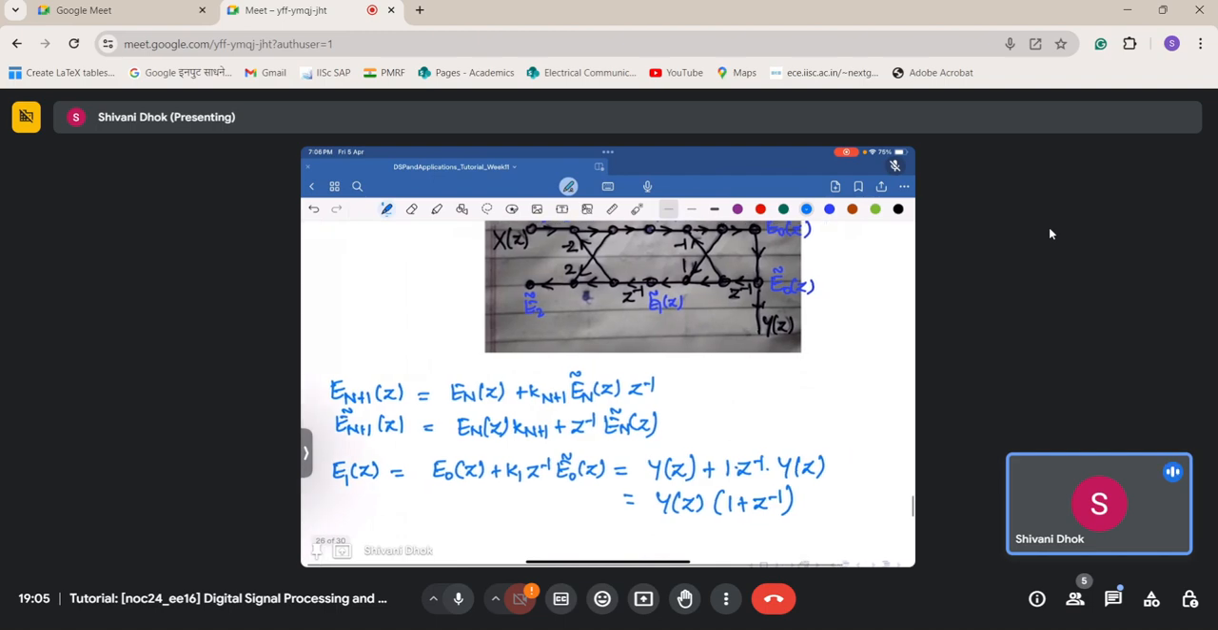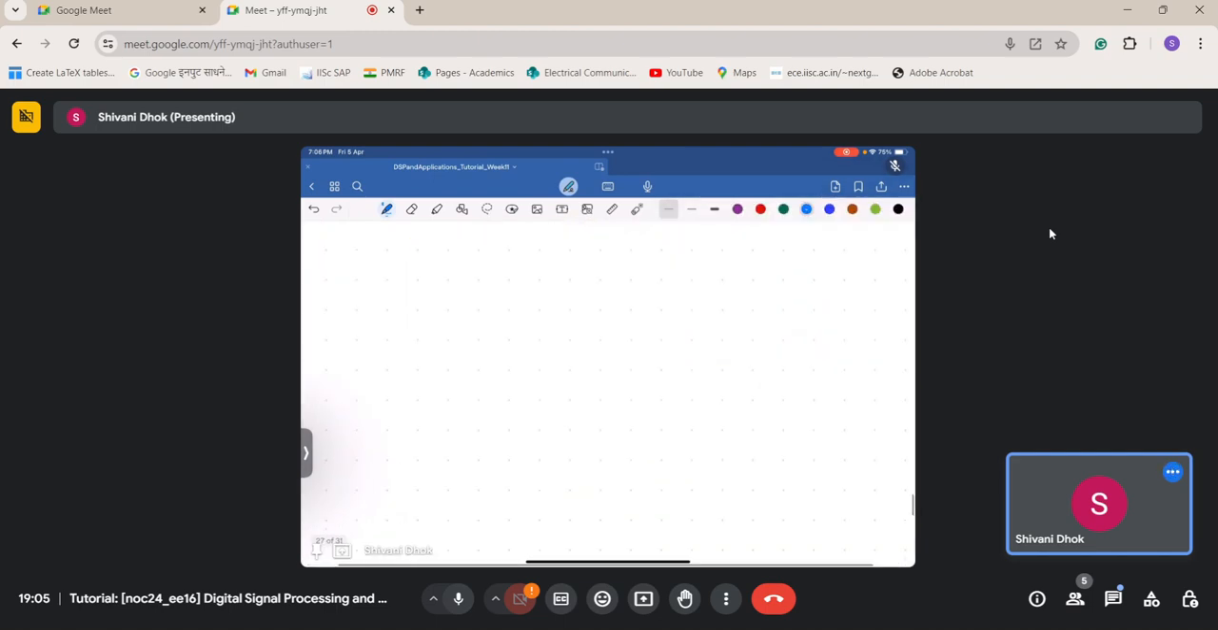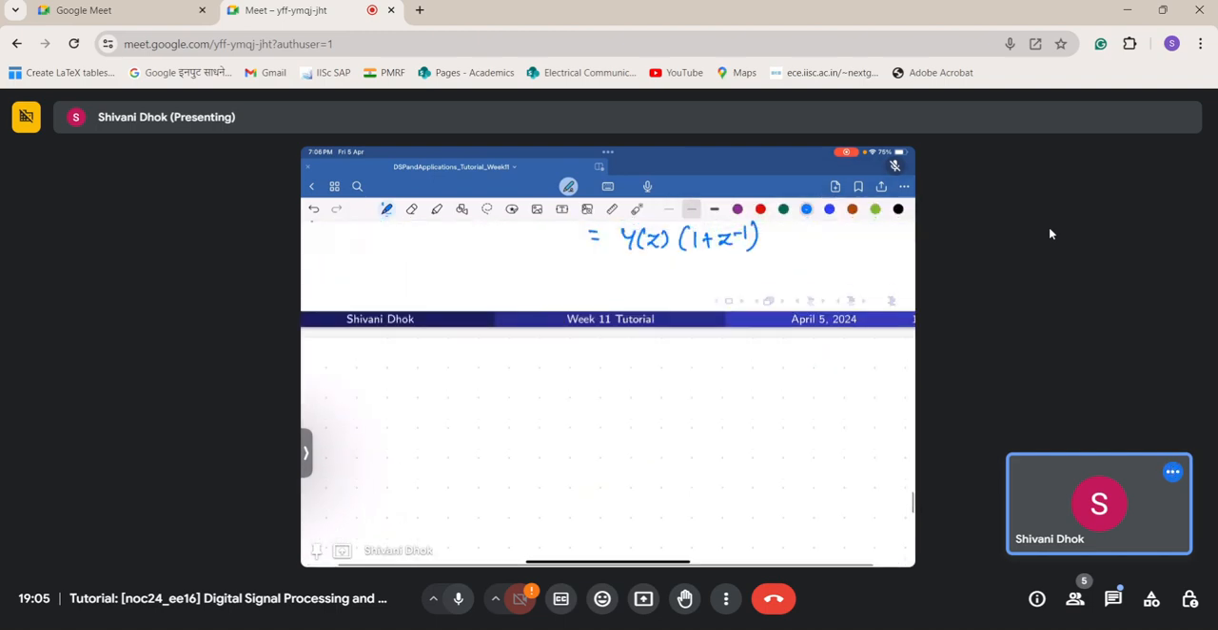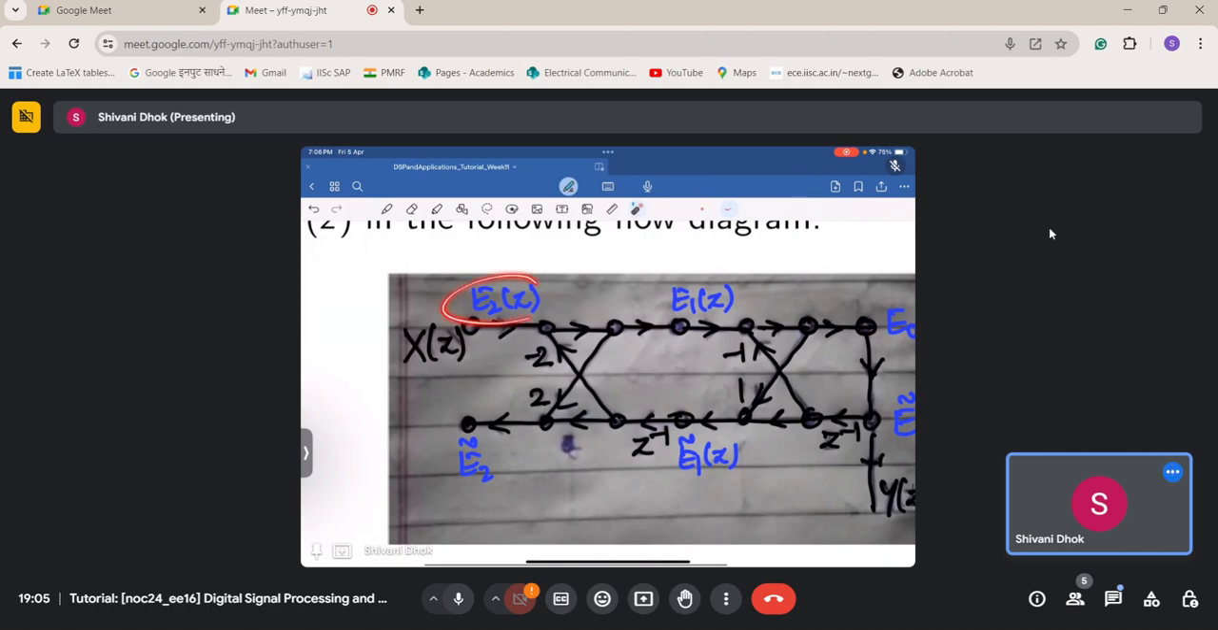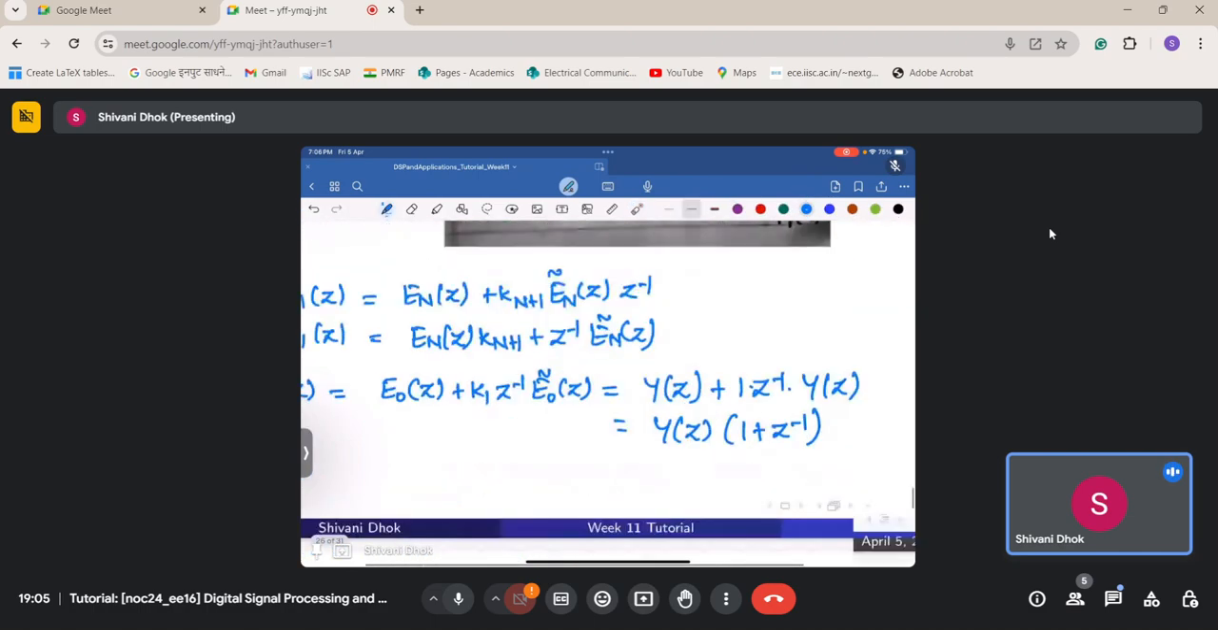Now similarly we'll repeat the same steps for stage 2. So for stage 2, here we just need x of z. We know the value that x of z is equal to E2 of z. So let us just focus on E2 of z.